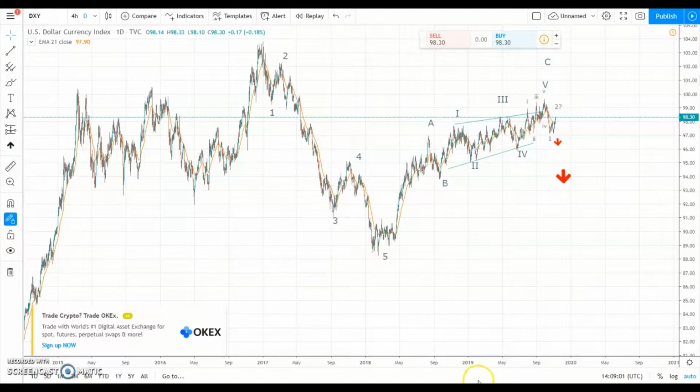Today we'll be discussing the US dollar. I find this a very captivating and interesting chart. Just looking at it, I can tell that there's a big move coming, and I don't think it's going to be up. I think it's going to be down, and this is the reason for it. Right now I'll be discussing why I think it's going to go down.